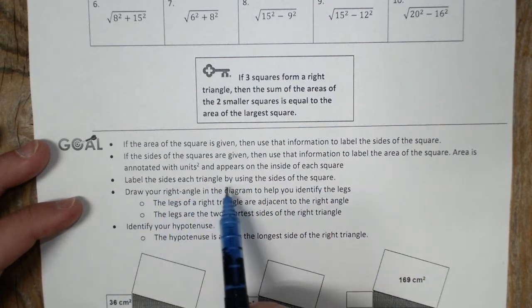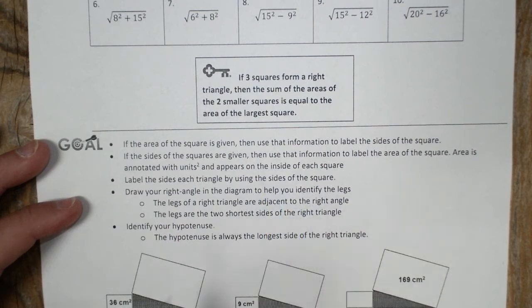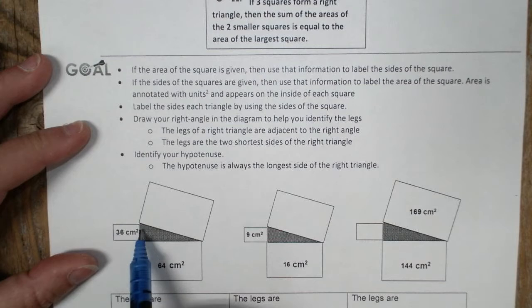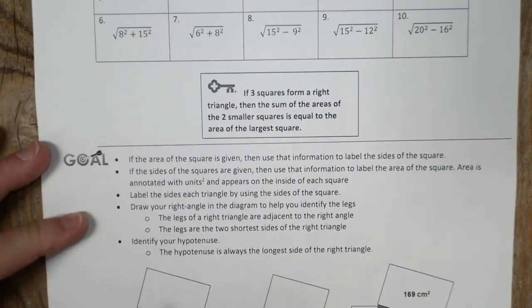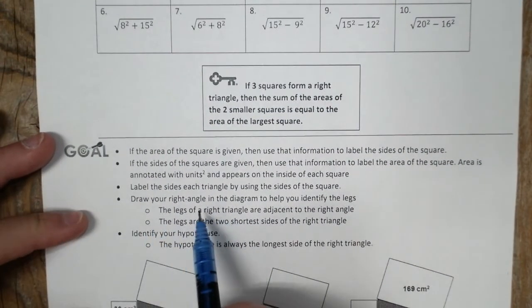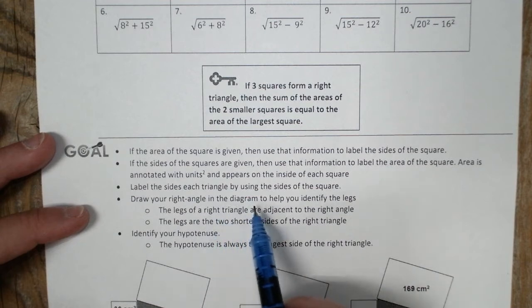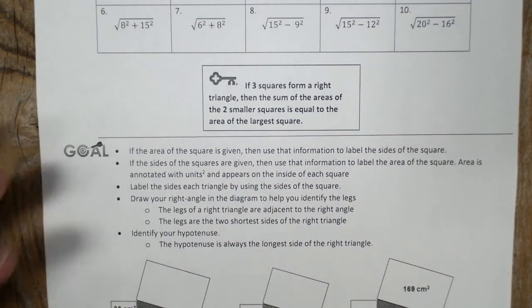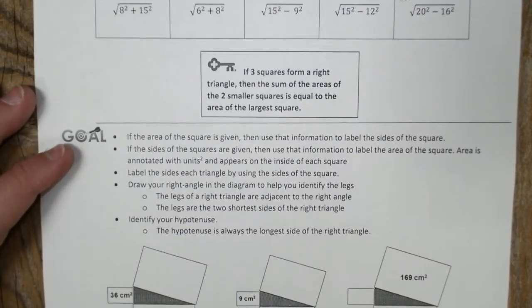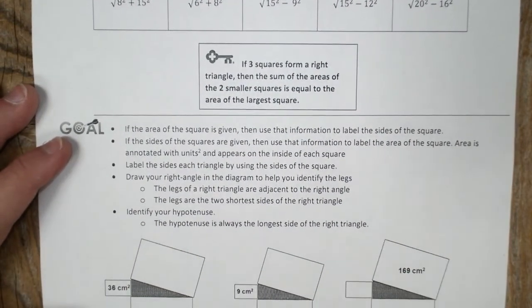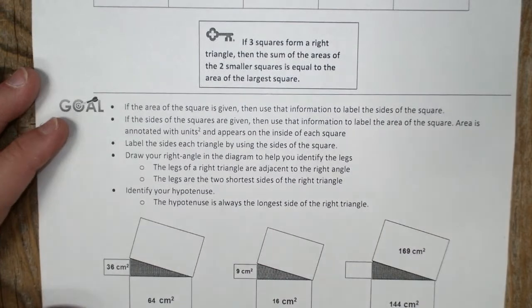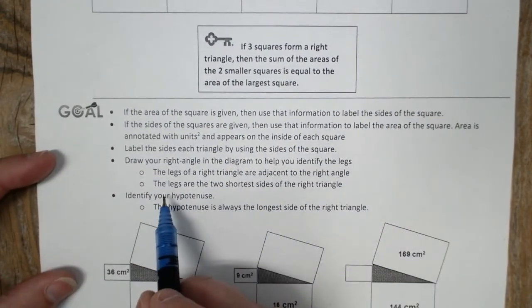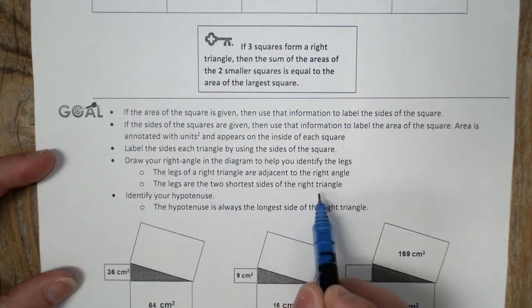Label the sides of each triangle by using the sides of the square. So here on the diagram, this is a side of a square, but it's also the side of a triangle. Draw your right angle in the diagram to help you identify the legs. The legs are always adjacent or connected to the right angle. The legs are the two shortest sides of the right triangle.